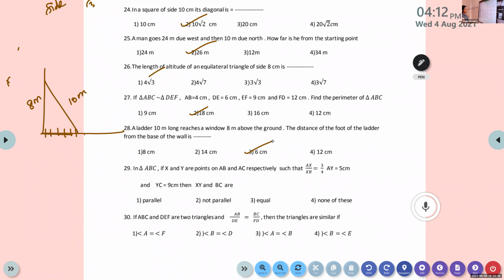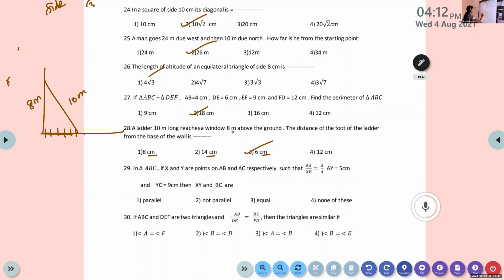Ma'am, 6 meter only, no? Yes, 6 meter. So here, you are marking the third option, isn't it? Here it is in meter, so everything is in meter. Okay. Look at the next one.